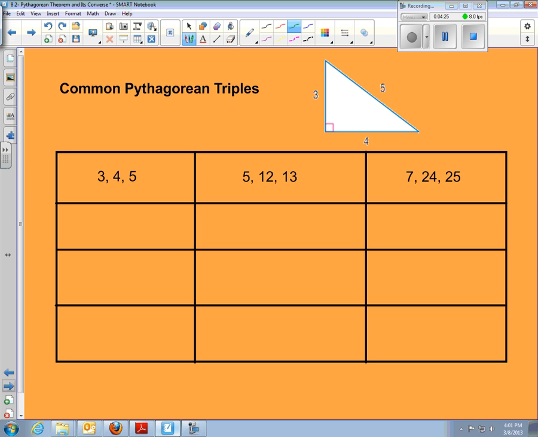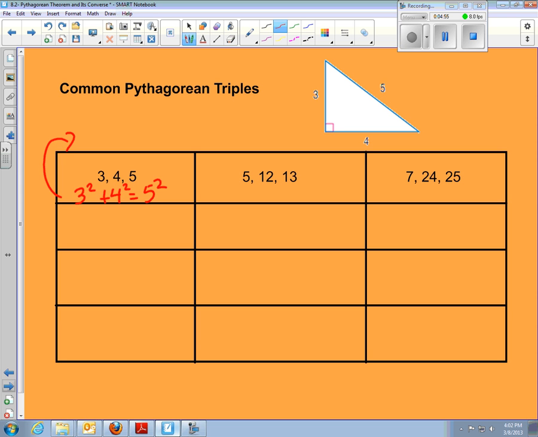Next thing we see here, it says common Pythagorean triples. A Pythagorean triple is 3 numbers that will always work out to give us a perfect right triangle by the Pythagorean theorem. Whole numbers, really nice to work with. If we look at our first example, 3, 4, and 5, if we take 3 squared and add it to 4 squared, that should equal, oops, I almost gave away the answer, 5 squared.